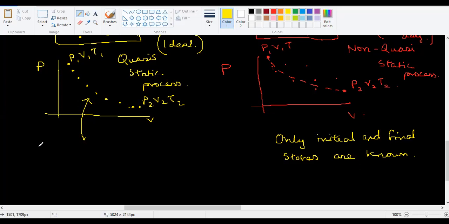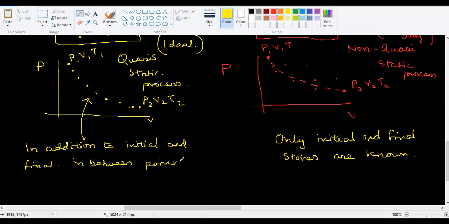Here, in addition to the initial and final, the in-between points are also known. When I say points or states, this is a state. Known means we are talking about the pressure, volume, and temperature values. Any questions? If they ask you what is quasi-static and what is non-quasi-static, will you be able to explain based on this?